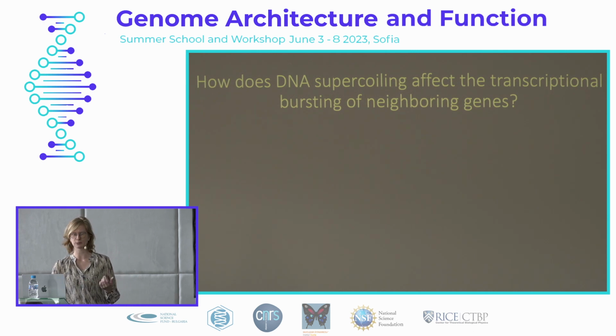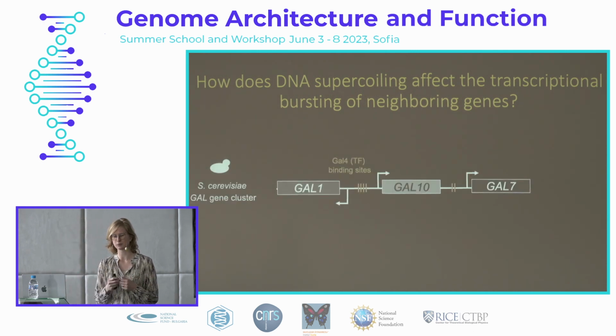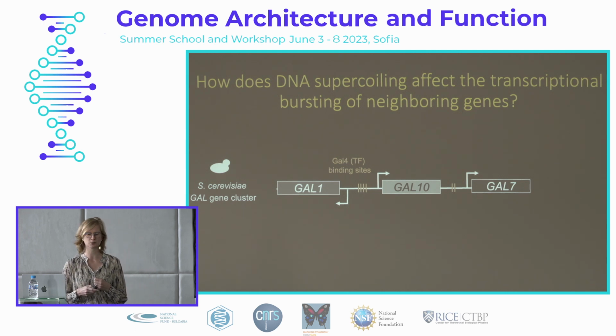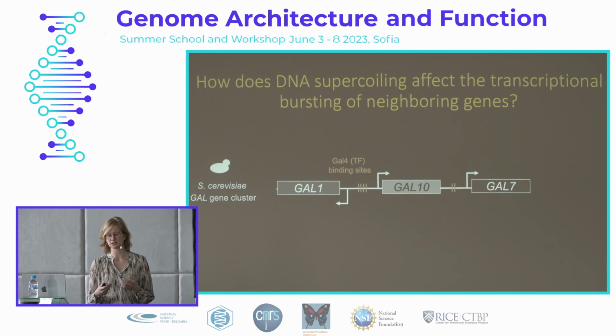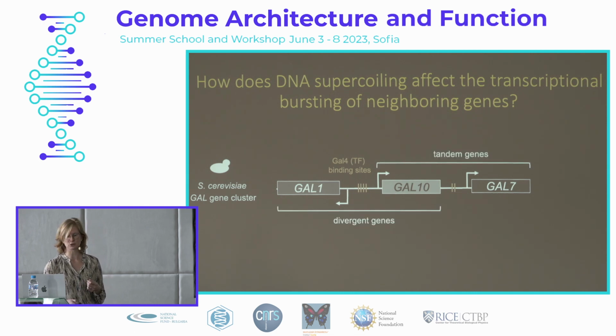And for this, we again went to budding yeast, which have three genes of the GAL system, which are in close proximity on the chromosomes: GAL1, GAL10, and GAL7. They all have binding sites for the transcription factor GAL4. GAL1 and GAL10 actually share the binding sites in the promoter. And they're in close proximity, so we think these supercoils can travel within the distance. They're highly transcribed, and also they're in different orientations.